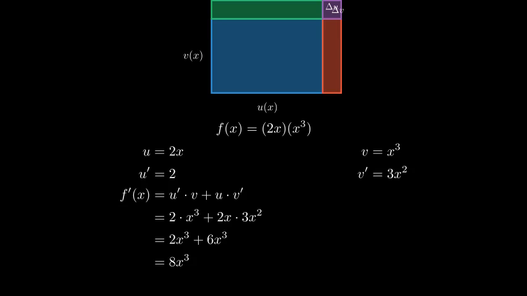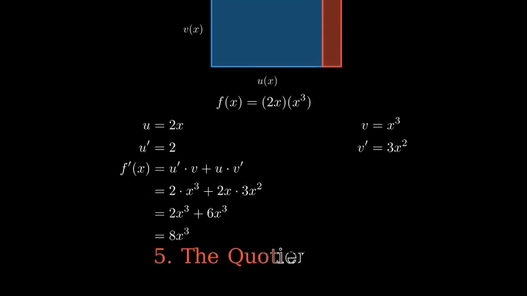Using the product rule, the derivative equals u prime times v plus u times v prime. So that's 2 times x cubed plus 2x times 3x squared. Simplifying, we get 2x cubed plus 6x cubed, which equals 8x cubed. Now, let's look at the quotient rule.